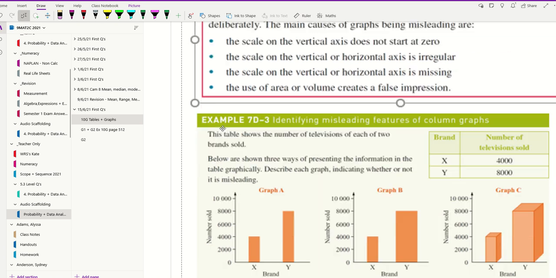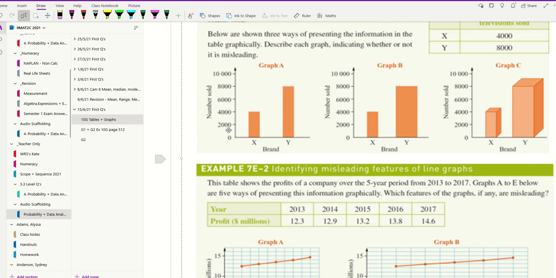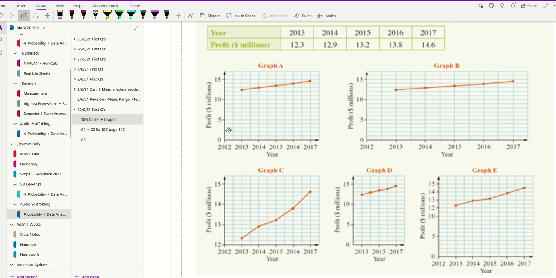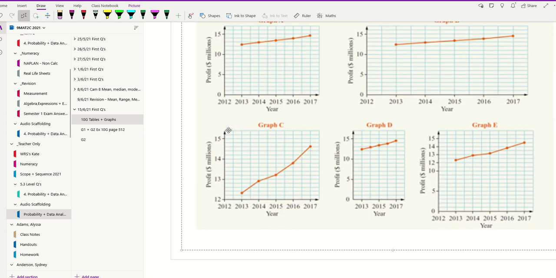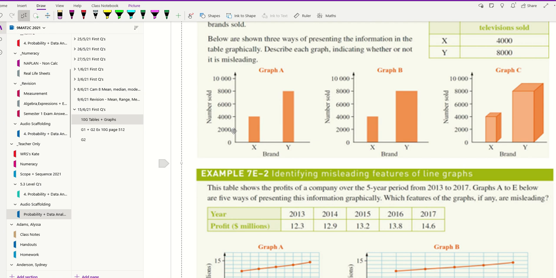Next, the scale on the vertical axis or the horizontal axis is irregular. That means it's not even. So if it's not even, we're looking for an example of that. Here we have it over here. No, we don't miss irregular axes. Have they got an actual example of that?